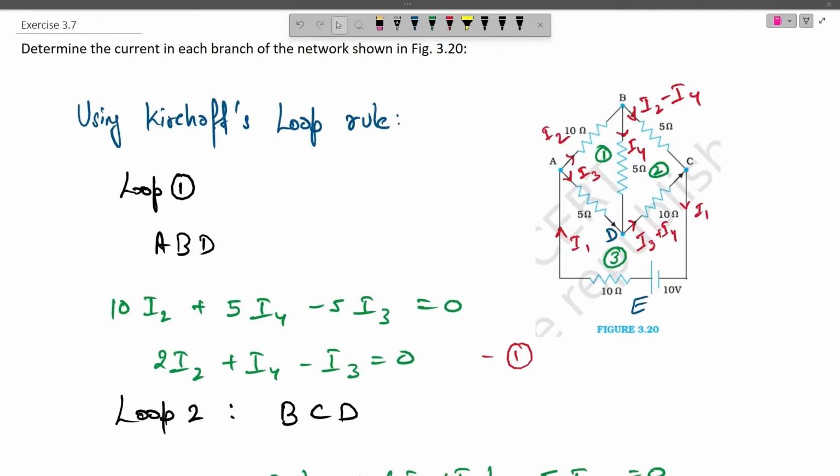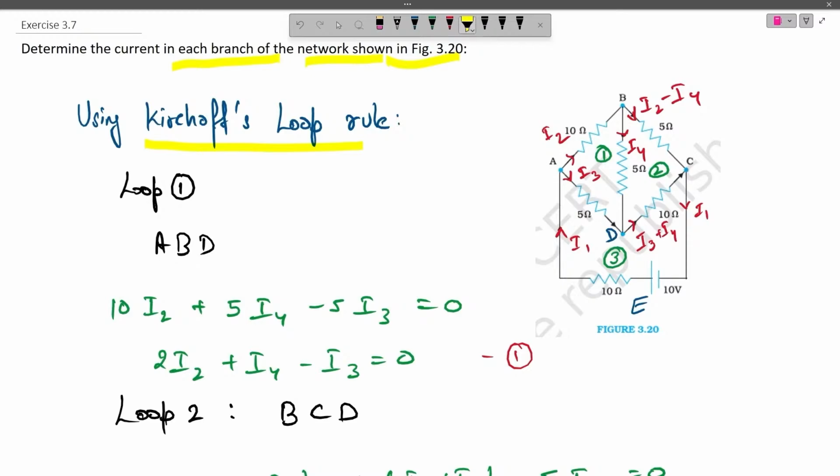The question says to determine the current in each branch of the network as shown in figure 3.20. So this figure shows a network of resistors and a cell, and we have to find the current in each and every branch. So let's proceed with Kirchhoff's loop rule, which says that the potential difference across a loop is 0, and we know that current flows from higher potential to lower potential.